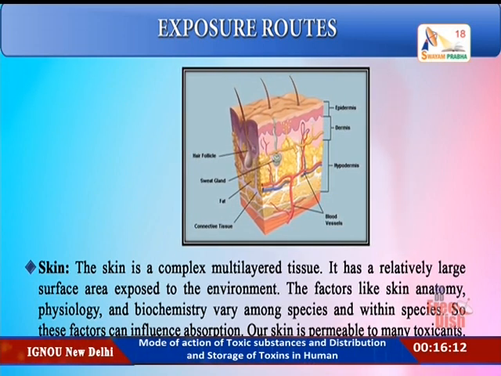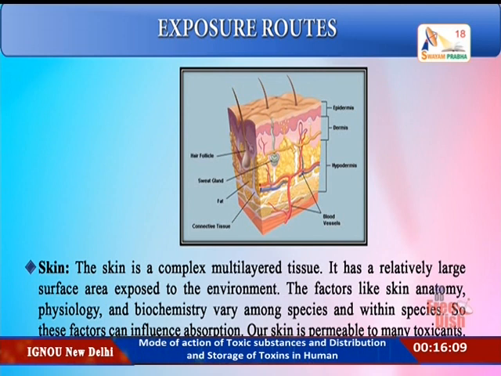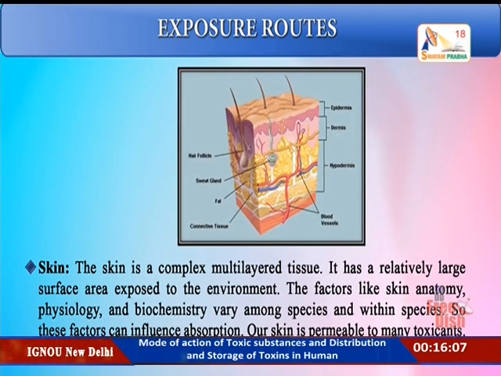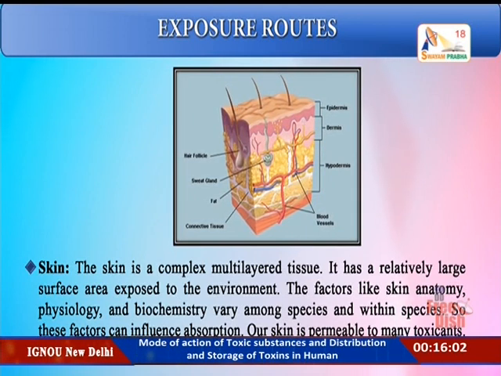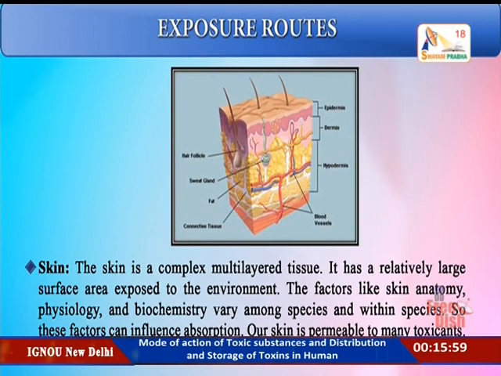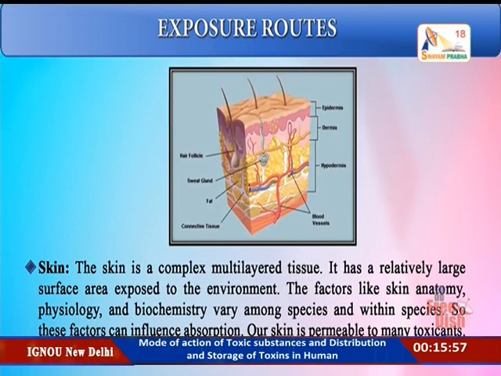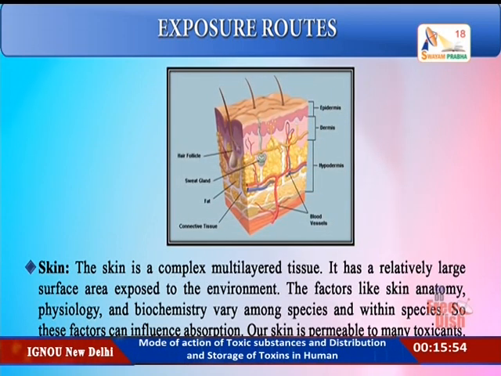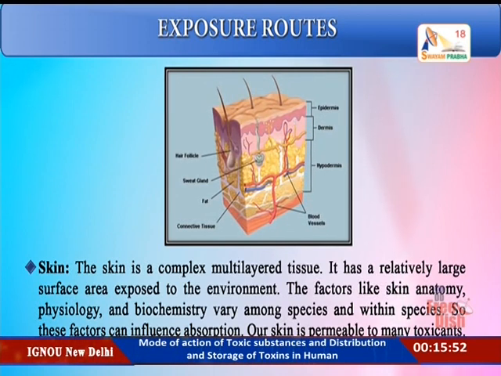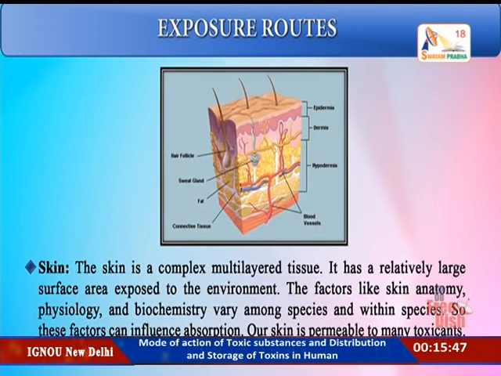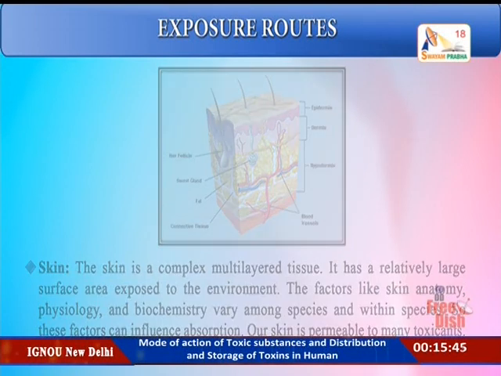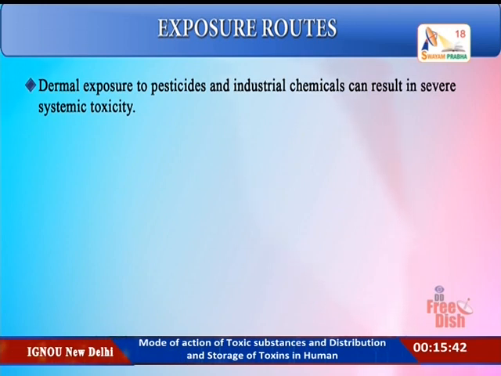Even the melanin content, some people will have a higher amount of melanin and some will have a lesser amount, and the color also depends upon this pigment which is present in the body, in our genes. So relatively, the skin has a large surface area that is exposed to the environment. These factors can influence absorption, and let me tell you, our skin is permeable to many of the toxicants. Dermal exposure, basically to pesticides and industrial chemicals, can result in severe systemic toxicity.